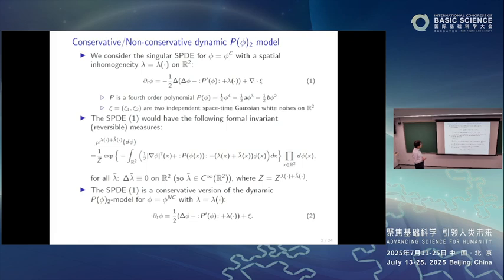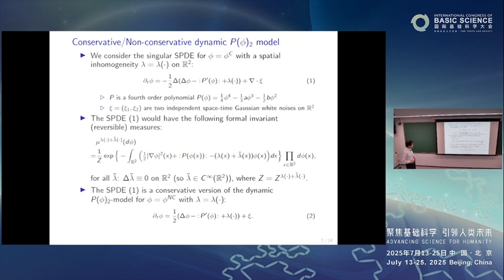Therefore, P prime is a third order polynomial. So we have a certain nonlinear term. And also we add some function of x here. And then we have a gradient of xi. Xi is the so-called space-time Gaussian white noise defined on R^2. But we have two independent space-time Gaussian white noises. So essentially, we have this one. This is called a conservative dynamic P(phi)_2 model.